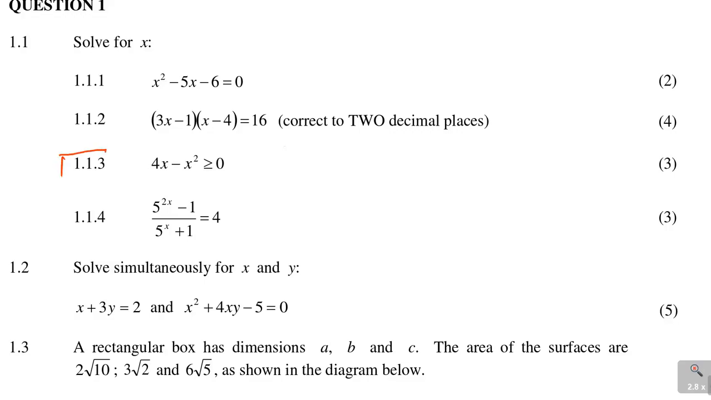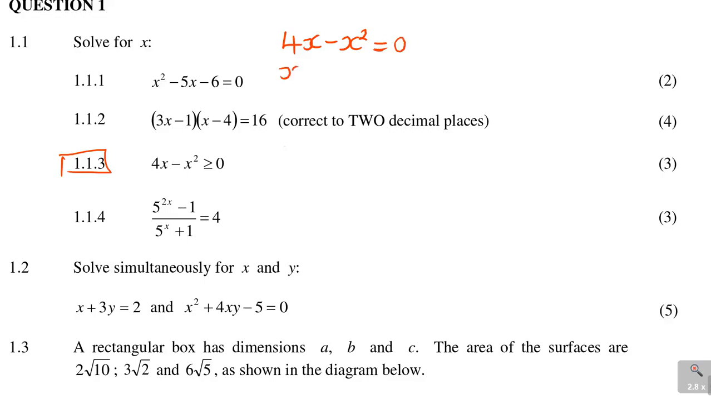Now, next one, 1.1.3. It says 4x squared minus this is greater than or equal to 0. Again, you are solving for x. What you need to do, this one requires you to get critical values. So it's 4x minus x squared is greater than or equal to 0. This is also a quadratic equation. You could have used the quadratic formula, but if you set it equal to 0, you can simply solve it by factorization.